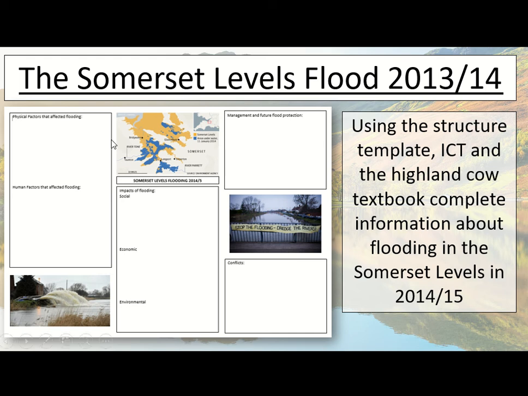So this summary sheet is going to give you all the information that you really need to have about the Somerset Levels flood, but you are going to be required to actually do this. Now, if you've got the Highland Cow textbook, that's great because there's loads of information about that. But you have the internet at home, so ICT will also give you information. What I want to see is you focusing on using these categories, and bullet points are totally fine as long as they're not too brief that you lose the thread of what you're talking about.